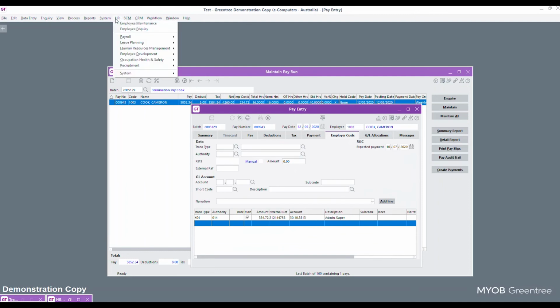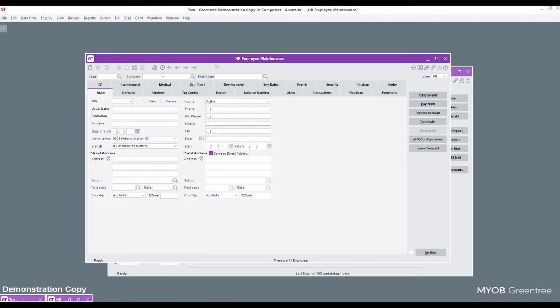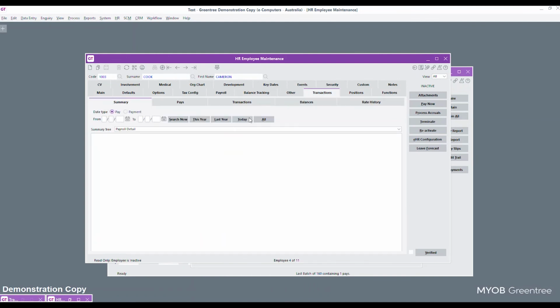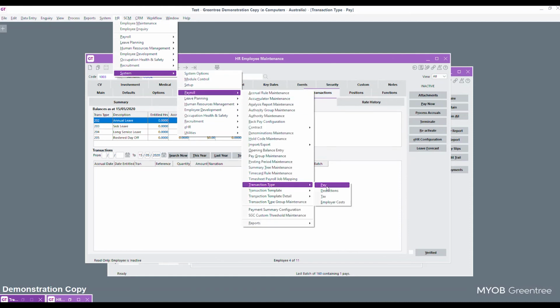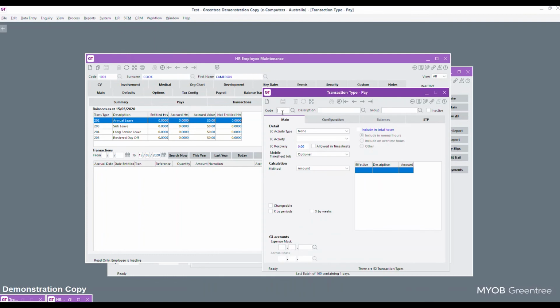You will go back to the employee's information, and you'll note that now on the balances, everything is zeroed out. Even though we did not do the rostered days off, we did it through ETP, it's still zeroed out, just like the annual leave, but it went through normal calculations. The way that we can tell this information is if we go HR, system, payroll, transaction type, and pay. So annual leave 202.